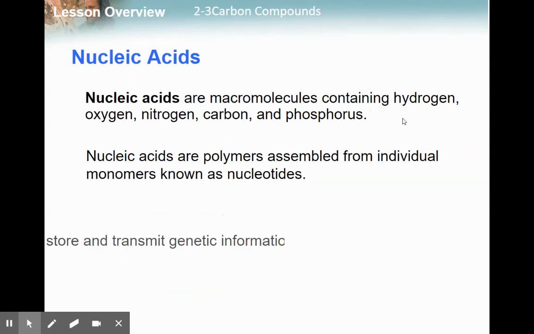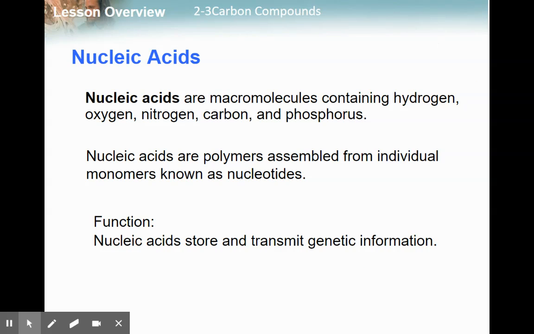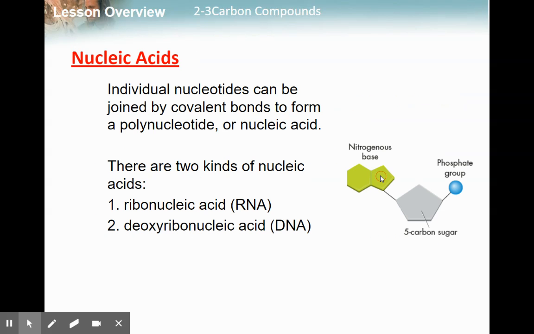And then the last of the major macromolecules is the nucleic acids. Nucleic acids contain hydrogen, oxygen, nitrogen, carbon, and phosphorus. So most of those CHNOPS elements that we saw on the first slide. And then nucleic acids are polymers that are made up from the smaller parts called nucleotides. So again, one of the learning targets is to know the smaller parts of these large macromolecules. Nucleotides combine to form a nucleic acid. And then the function is that nucleic acids can store and transmit genetic information.